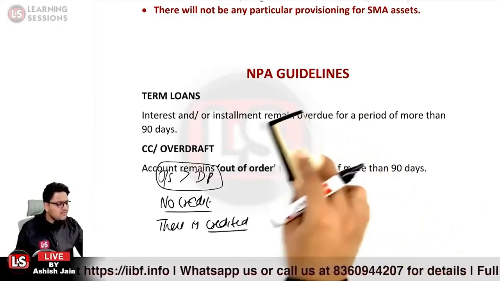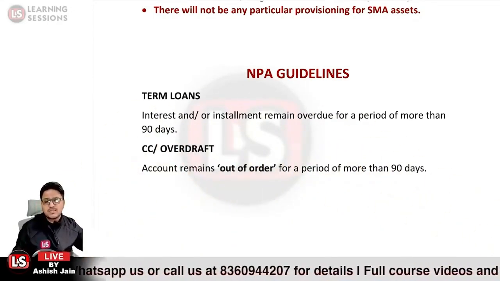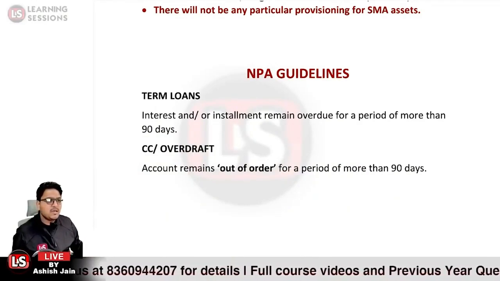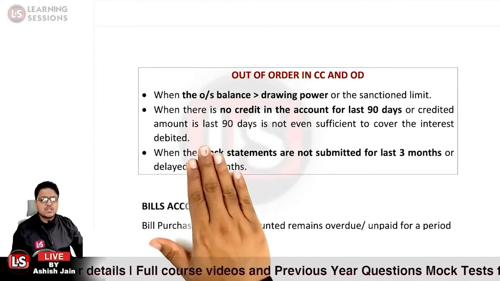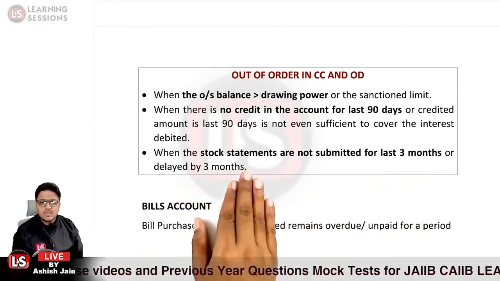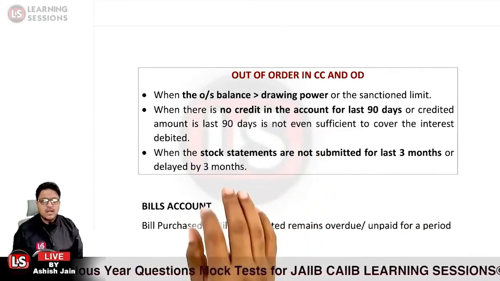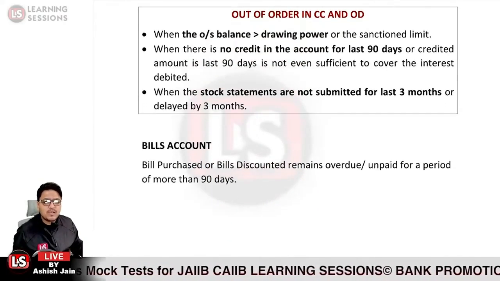And other than that, if the stock statements are not submitted in time, in that case also the CC limit will be classified as a non-performing asset. Is that clear? So when the stock statements are not submitted for the last 3 months or delayed by 3 months, in that case also the account is said to be out of order. Is that clear? Next it is related to bills account.